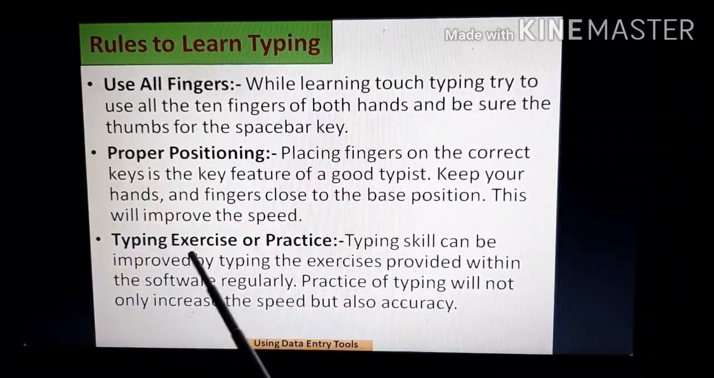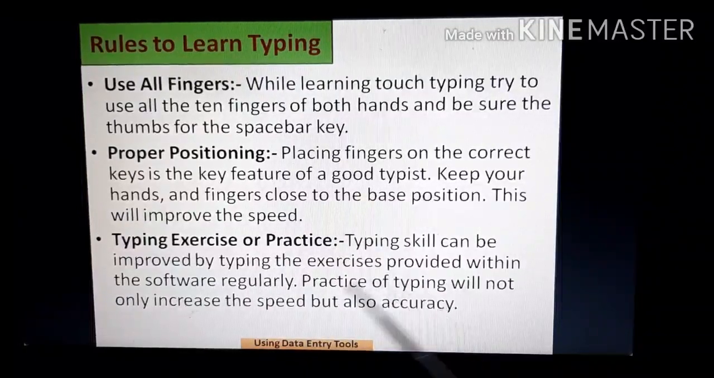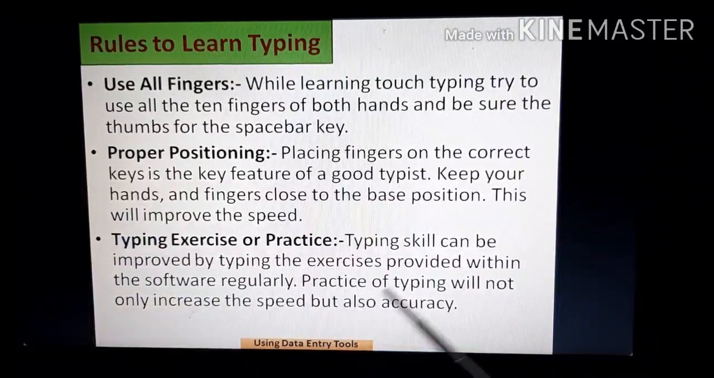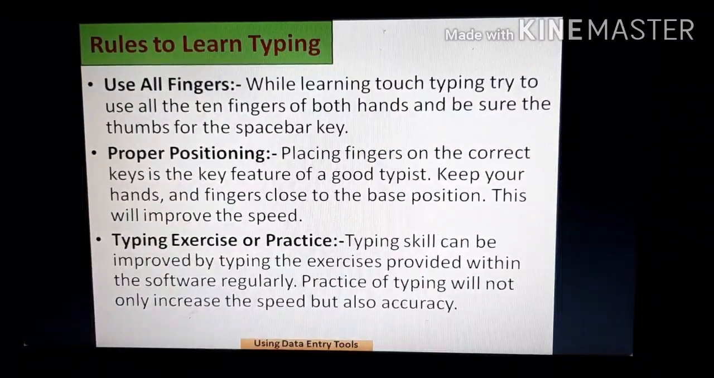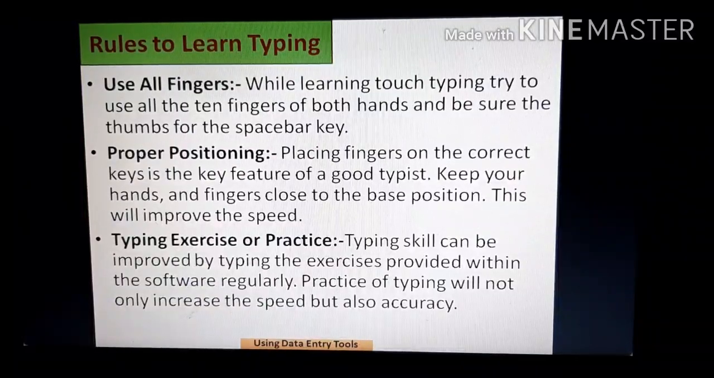Next, third point is typing exercise or practice. Typing skill can be improved by typing the exercises provided within the software regularly. Practice of typing will not only increase the speed but also accuracy. That means on a daily basis we have to keep on typing with the help of any typing software. That will really help us to increase the speed and the accuracy while typing any topic or any word.